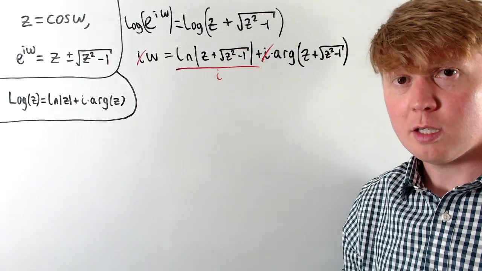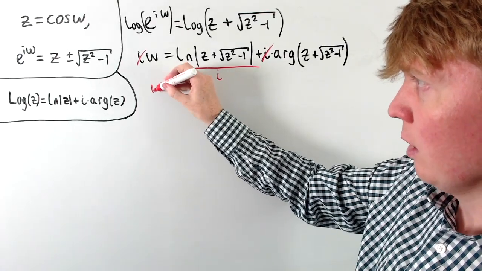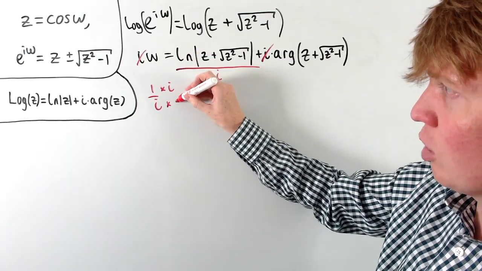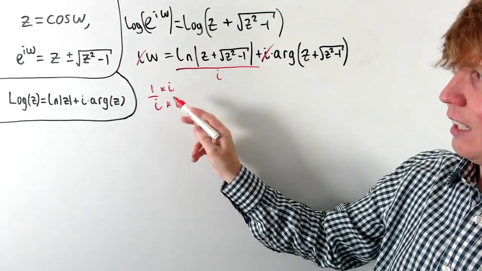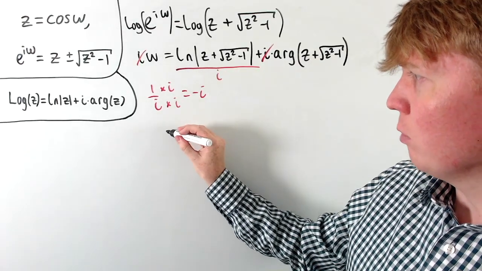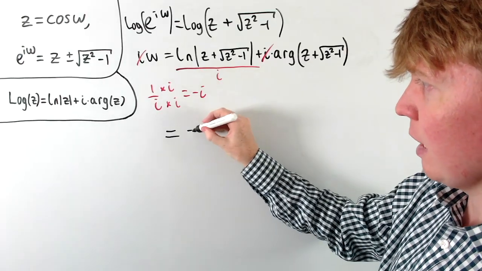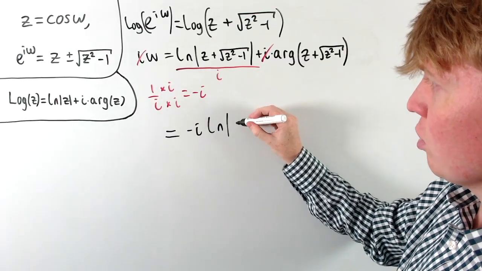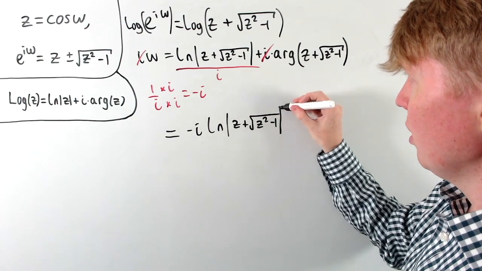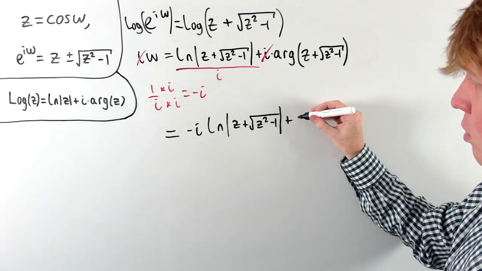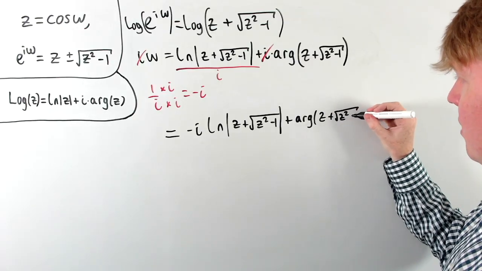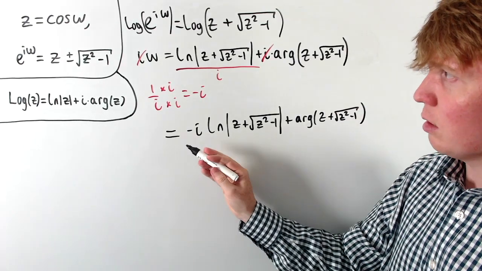But we can actually tidy this up a little bit, because remember that 1 over i is actually just negative i. And you can verify this if you just multiply by i on the top and bottom of this fraction. We get i divided by negative 1, so this is just negative i. So then we can read off quite a nice form. We've got negative i times the natural logarithm of the modulus of z plus root z squared minus 1. And we've also got, now that we've got rid of this i, just plus the argument of z plus the square root of z squared minus 1. So this is our value of w.